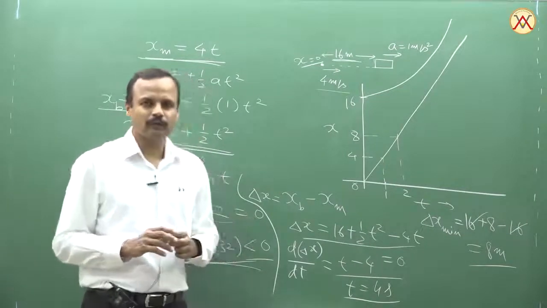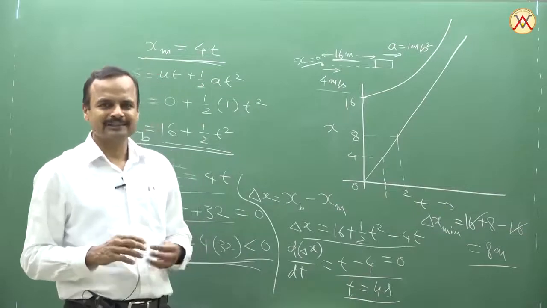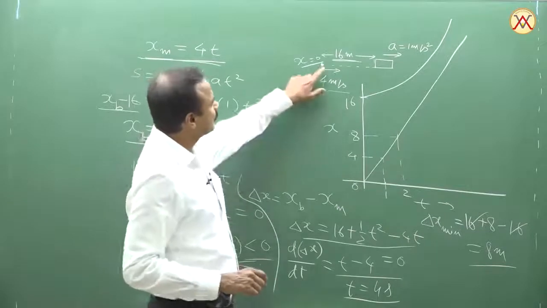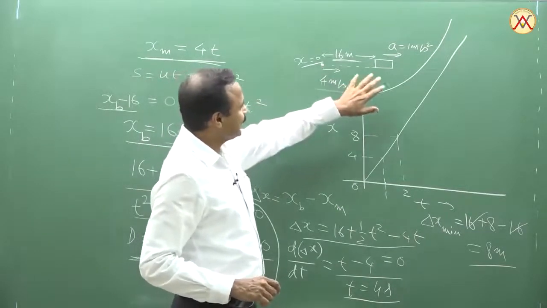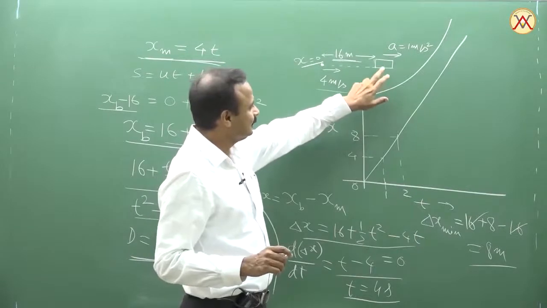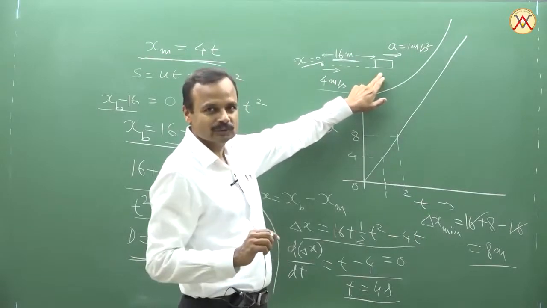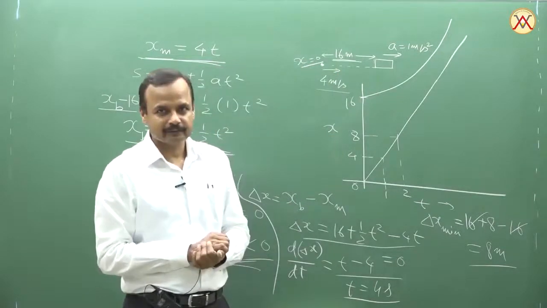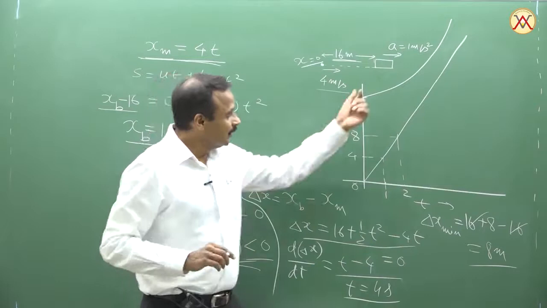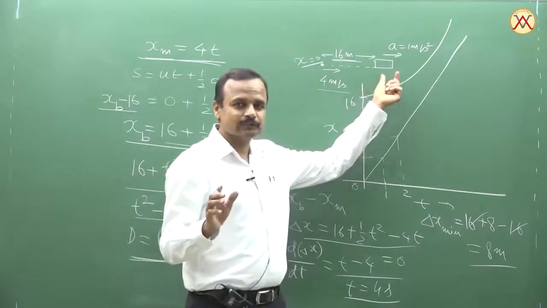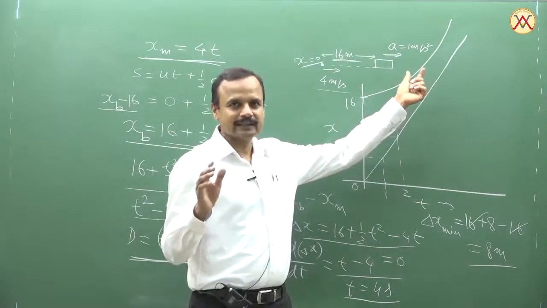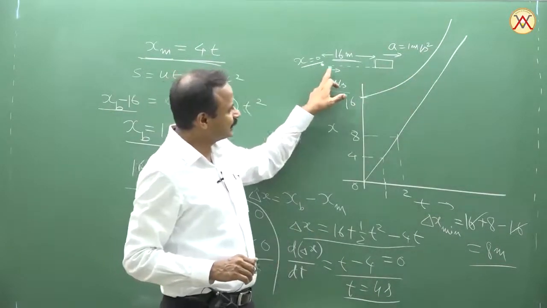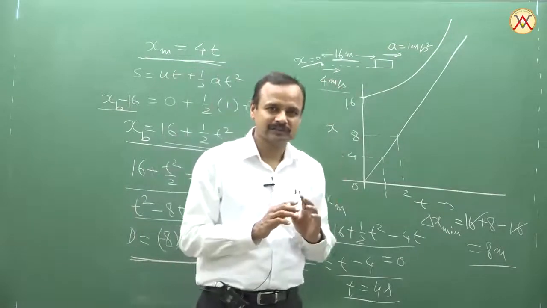The other way of finding minimum separation is the analytical way. Look at it this way. At the initial moment, the bus had velocity 0. Man was running towards the bus at 4 meters per second. The speed of bus keeps on increasing at the rate of 1 meter per second, whereas the person is moving at a constant velocity.